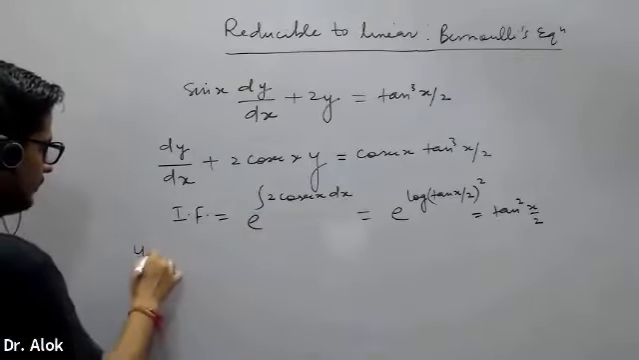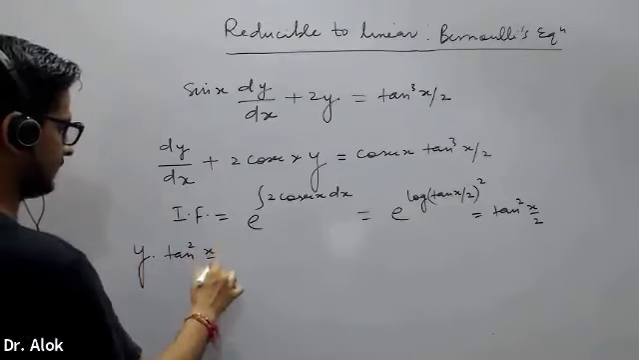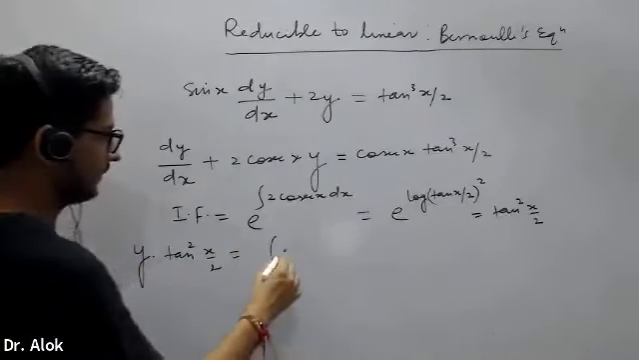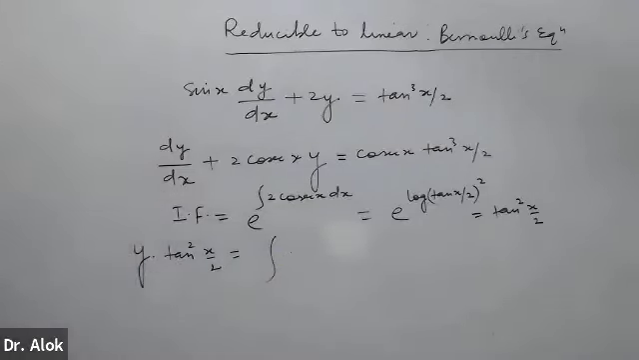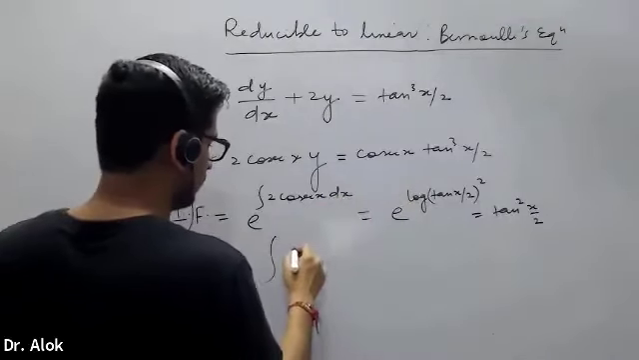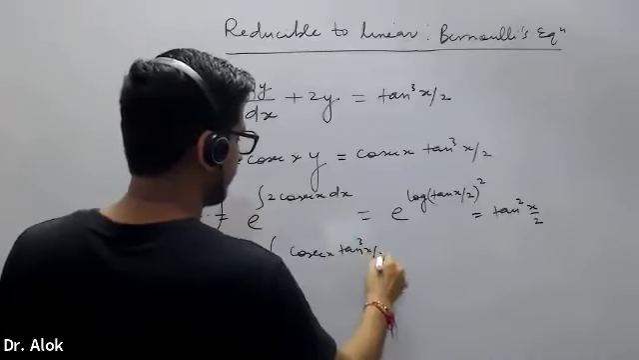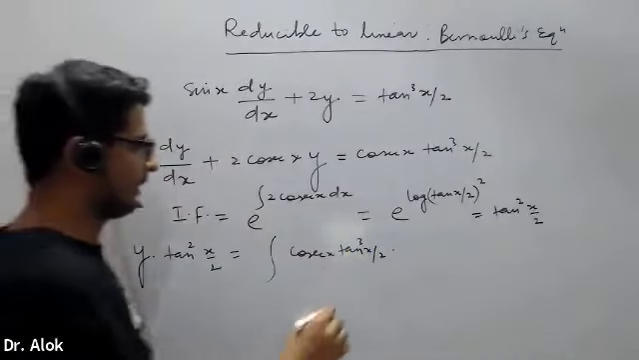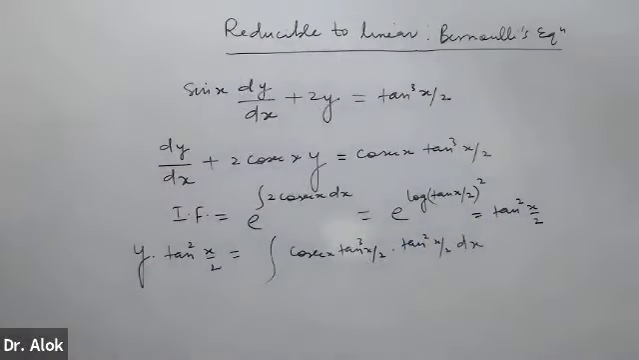So the solution will become y into the integrating factor, that is tan square x by 2, is equal to the integral of q into the integrating factor, which is cosec x tan cube x by 2 into tan square x by 2 dx. This will become the final solution.